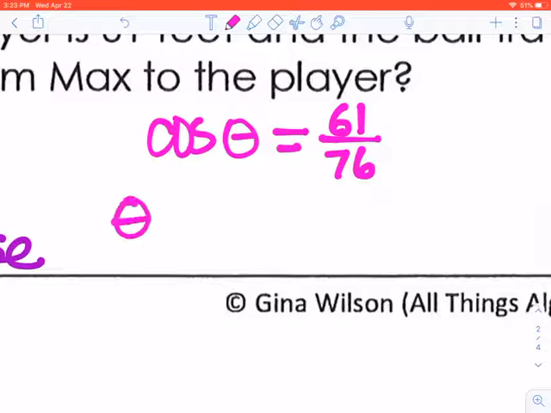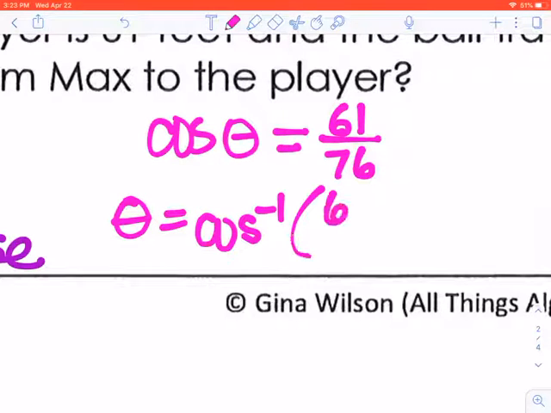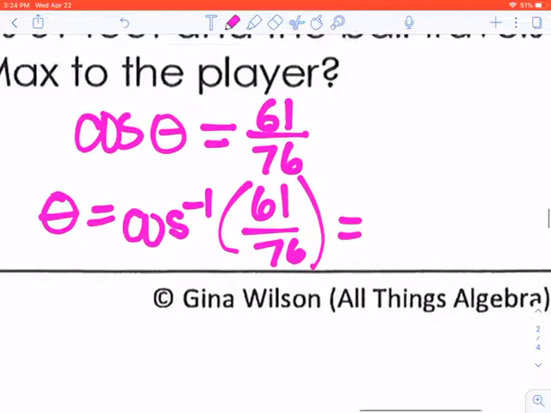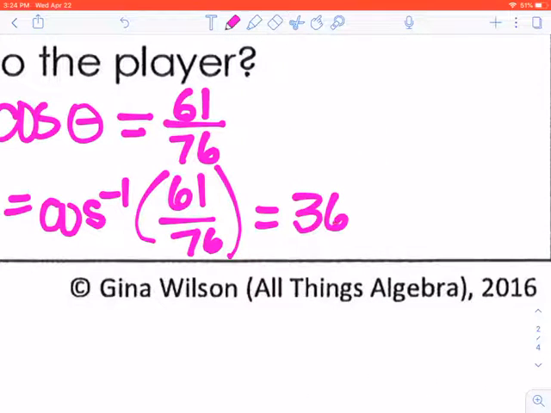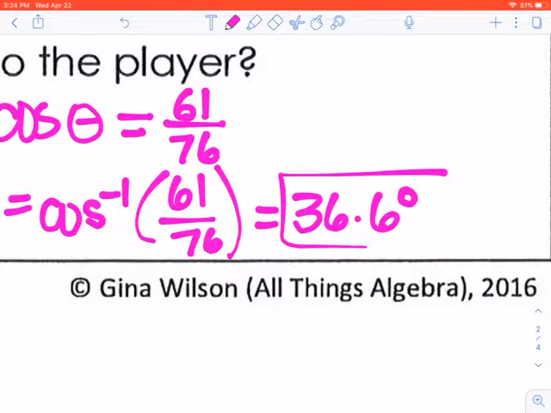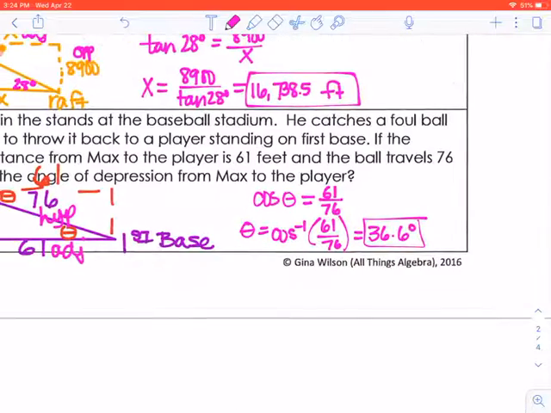So we say, okay, theta is equal to the inverse cosine of 61 over 76. You put that in your calculator, inverse cosine, 61 divided by 76, close your parenthesis, and you get 36.6 degrees. And that is the angle of depression.